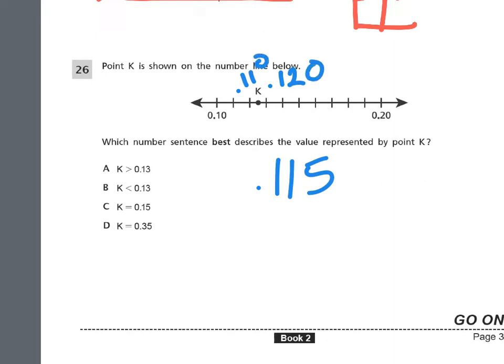So is it true that K is greater than 0.13? Nope. B, is it less than 13? Yes. C, is K equals 0.15? Nope. And is K 0.35? That's not even possible. 0.35 would be all the way over here. So it would be B. B is less than 13. Because that's 12. This would be 13 right there. And definitely smaller than that.